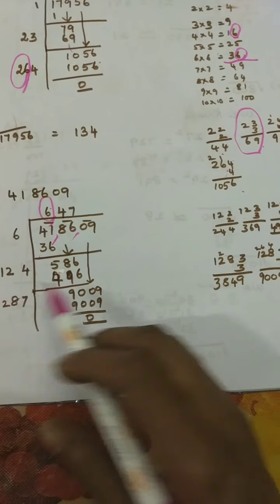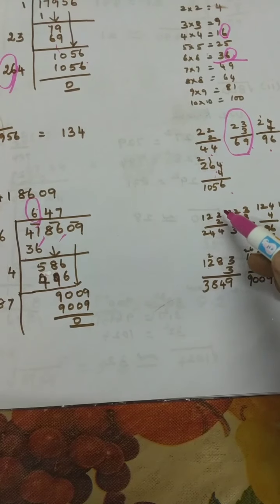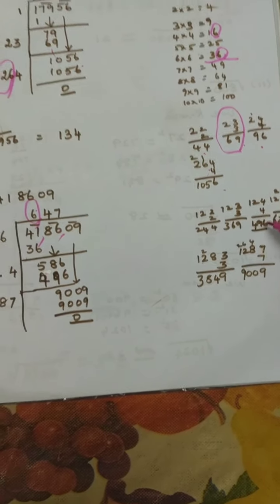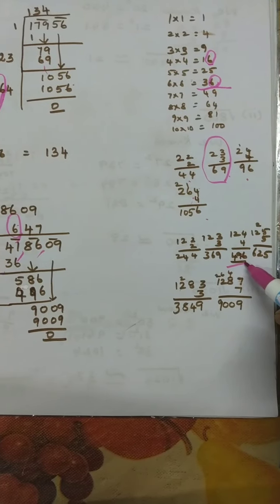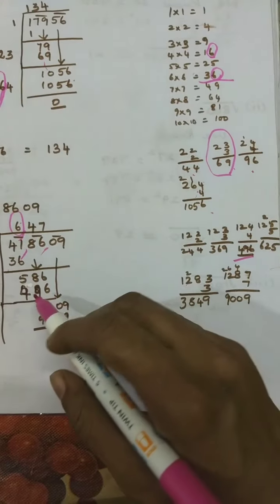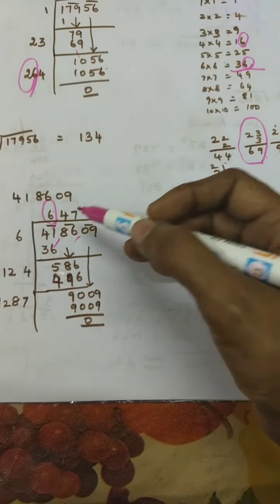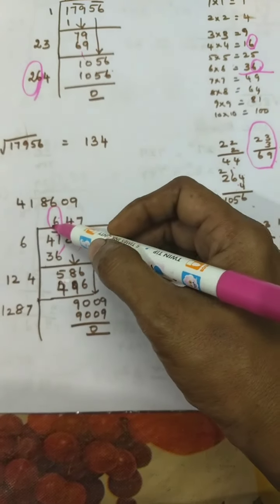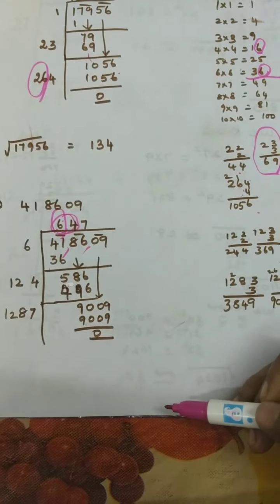Now 586. Now you have to write and see. 122, you have to bring it, write and see. Then 4 4s are 496. So you are writing 4. 4 4s are 496. Now you subtract, it will come 90. Then you bring down 90. Now you multiply 64 into 2, that is 128.